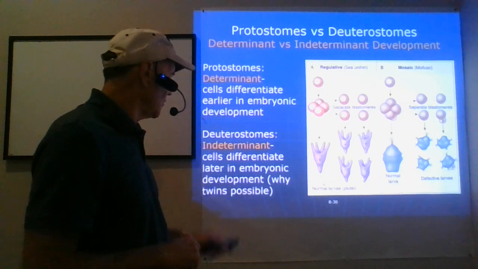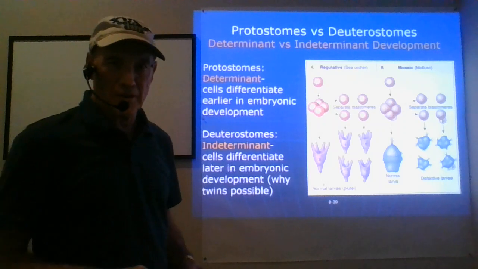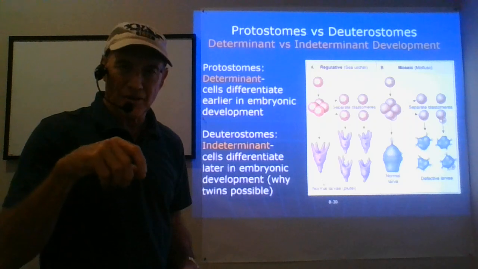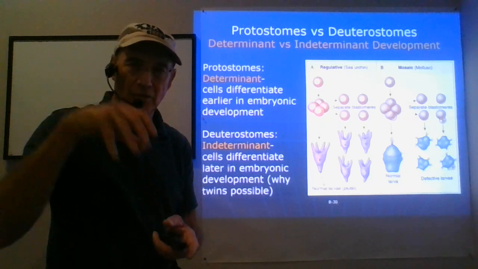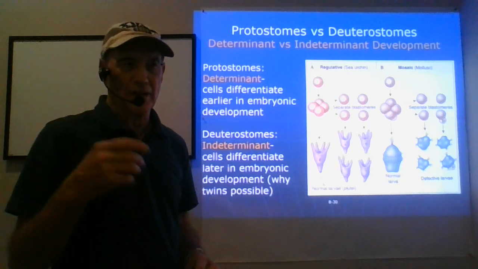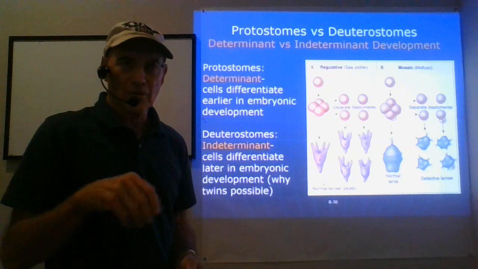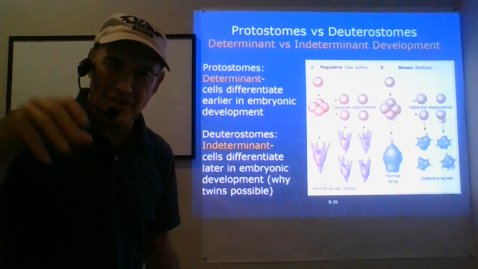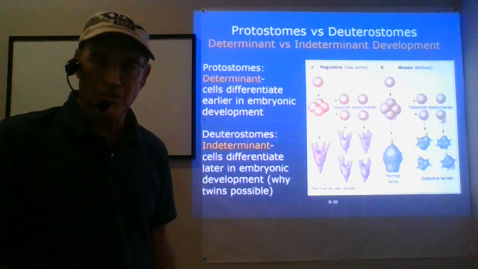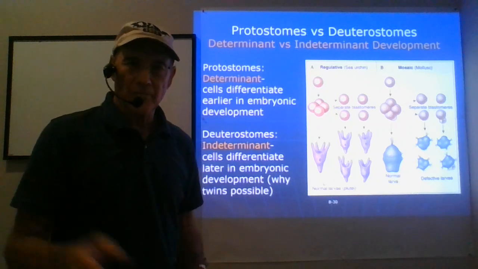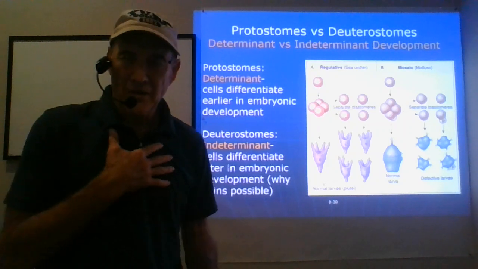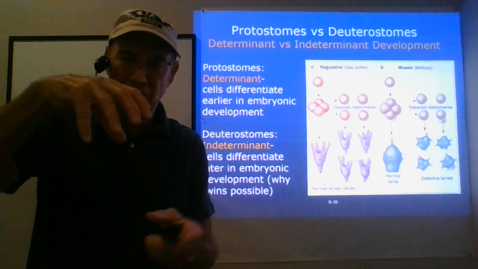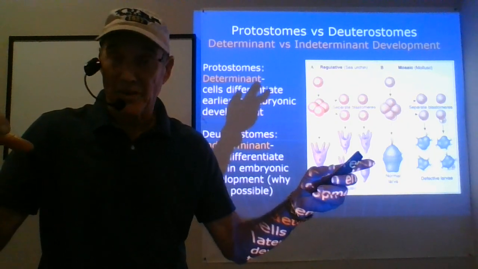Whereas in a deuterostome, in indeterminate development, the cells don't specialize yet. They go through some dividing, with that radial cleavage, but they don't change yet, and they don't differentiate into any specific tissues yet. So that's why we can have identical twins. That ball of cells can get bigger and then split, and the cells haven't differentiated yet.